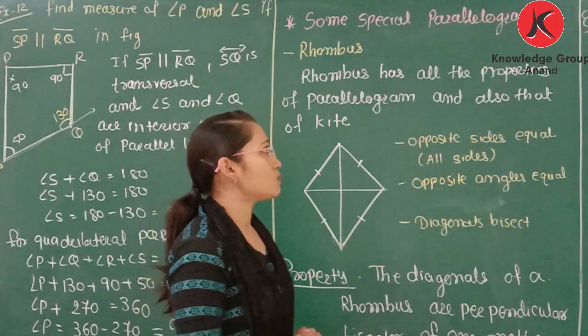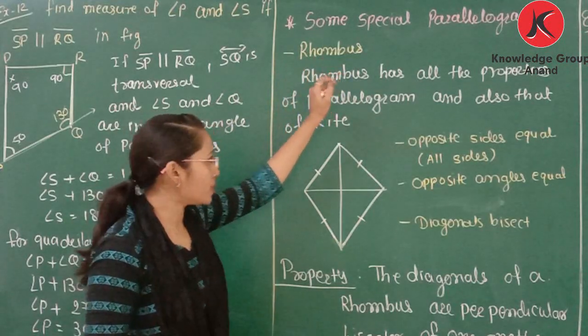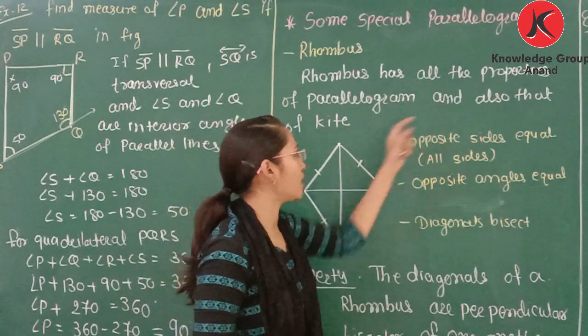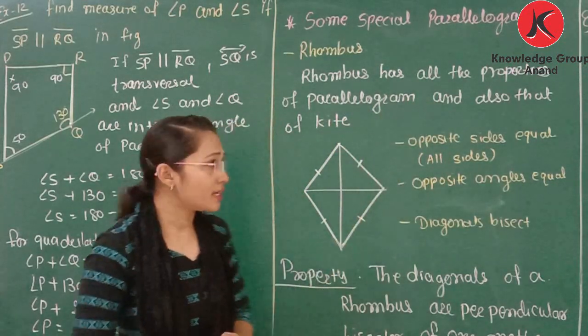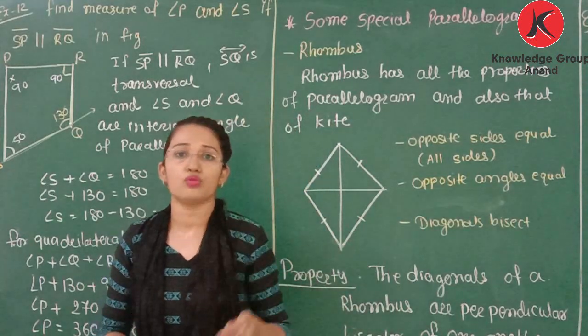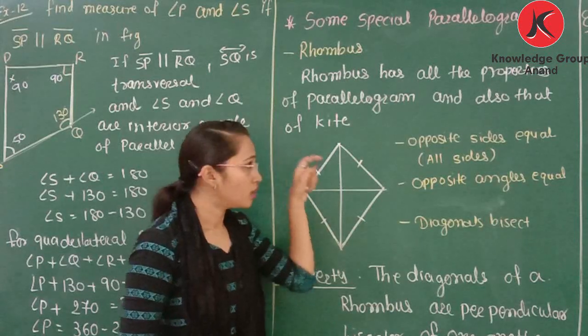Now we will learn about special parallelograms. So first is a rhombus. A rhombus has all the properties of a parallelogram and also those of a kite. What are the properties of a parallelogram? Opposite sides are equal. So in a rhombus, opposite sides are equal.